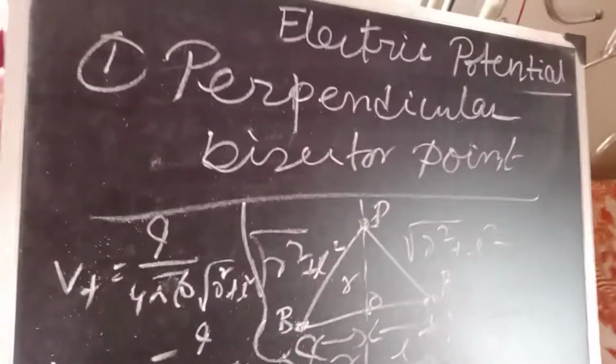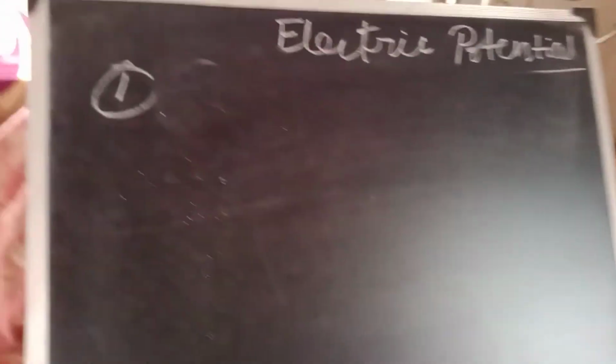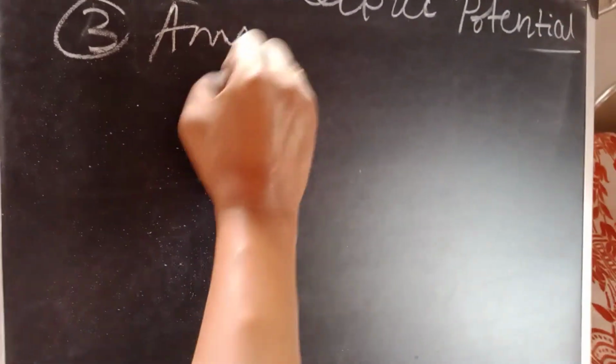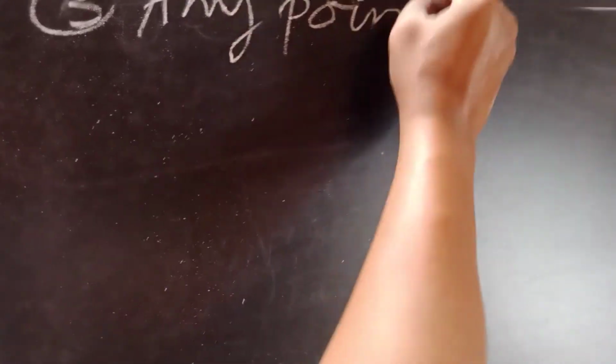Now we want to calculate the potential at any point. You can already see that we have calculated this electric field for the dipole for those three points, that is, for any point.